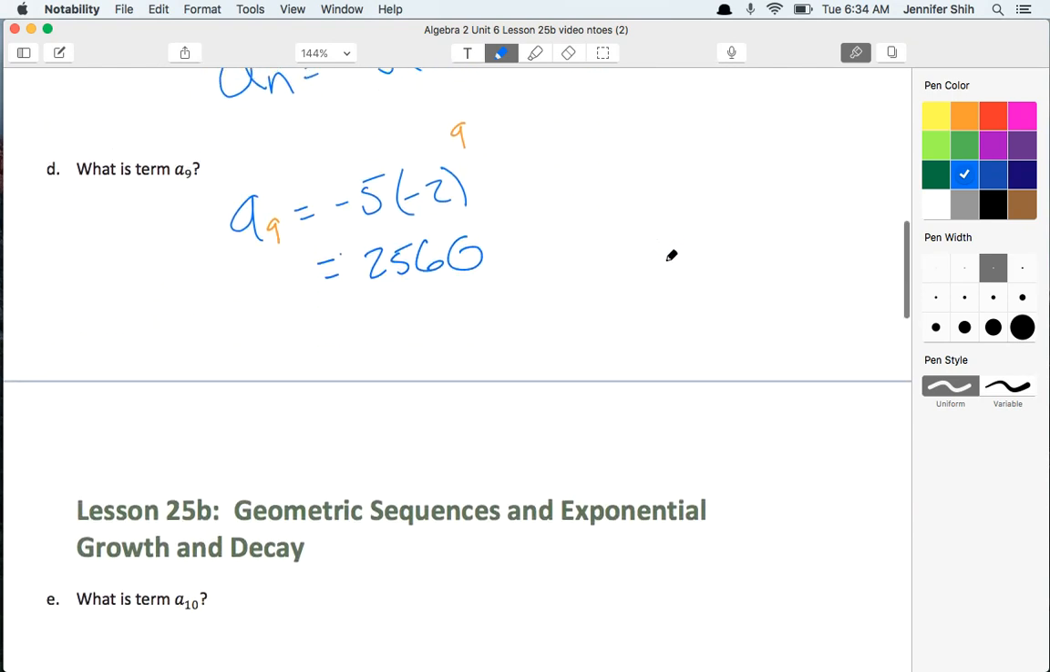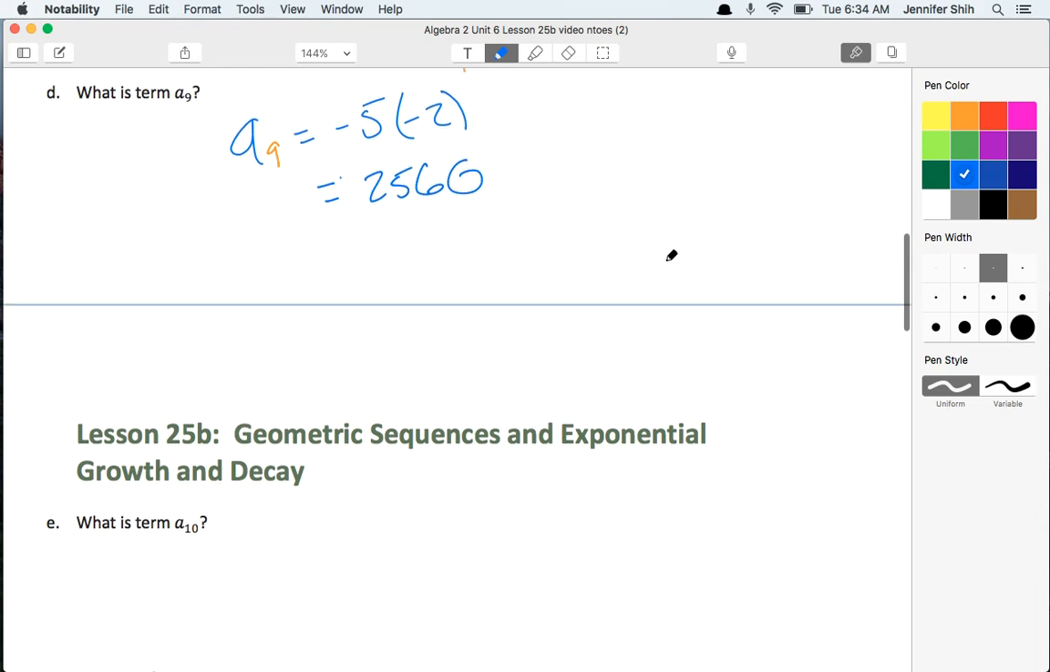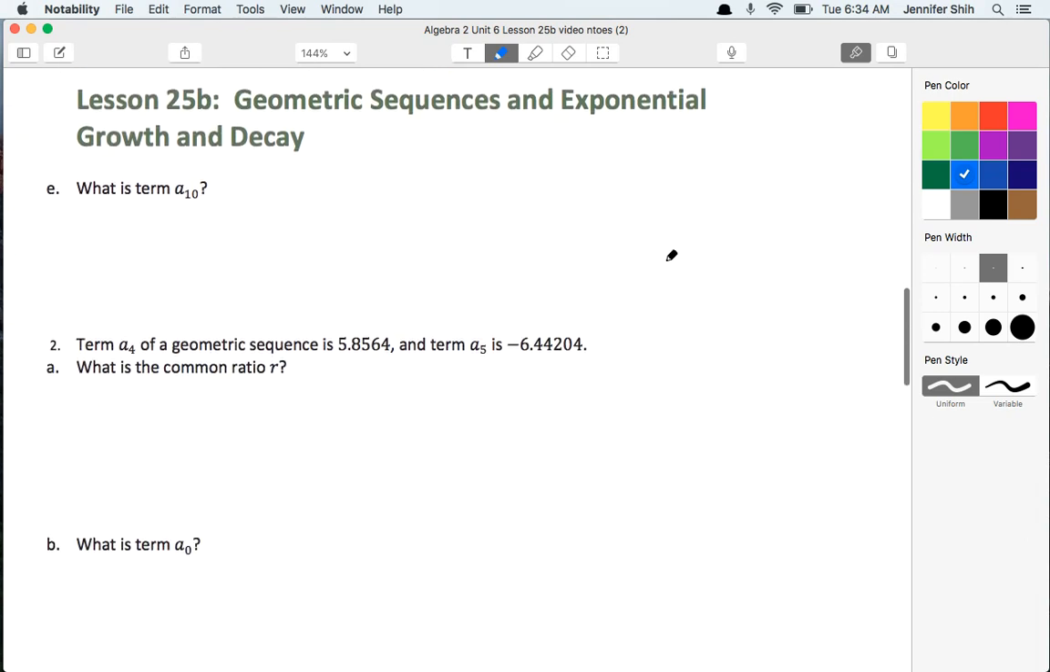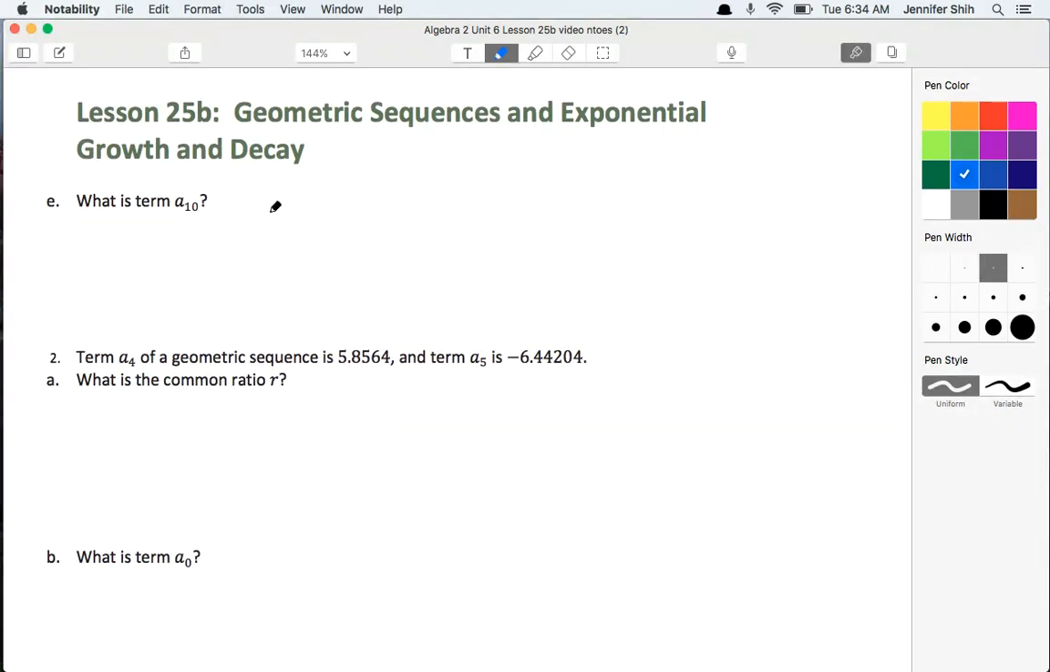Okay. When is term a sub 9? We did a sub 9. A sub 10 is going to be the same thing. If we have -5 times -2 to the n, for a sub 10, we're just going to plug in 10. Isn't that handy dandy? -2 to the 10.